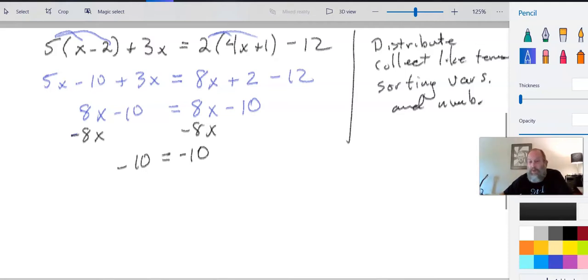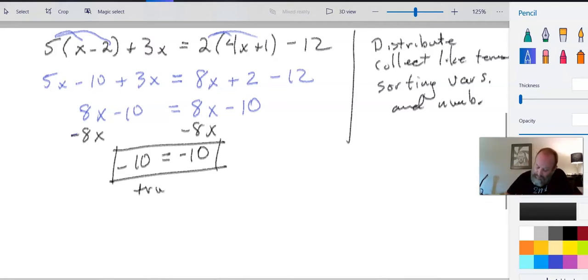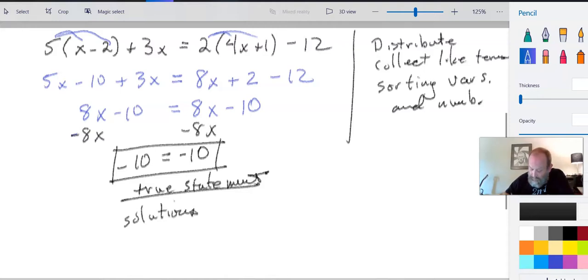Yeah, and if we remember what I was talking about at the beginning, this is one of those cases where your variables vanish, right? And if your variables vanish, you have two cases. You either have something that's true or you have something that's false. This case, we have a true statement. Negative 10 does indeed equal negative 10. And so since this is a true statement, right, we know it's a true statement, so the solutions are all real numbers. Right? You're going to get all real numbers.